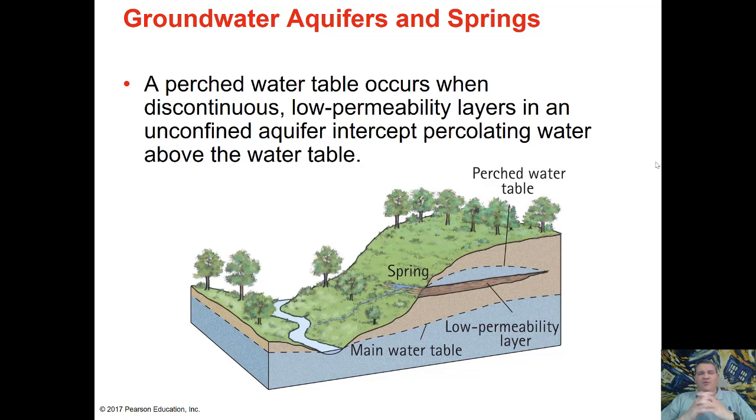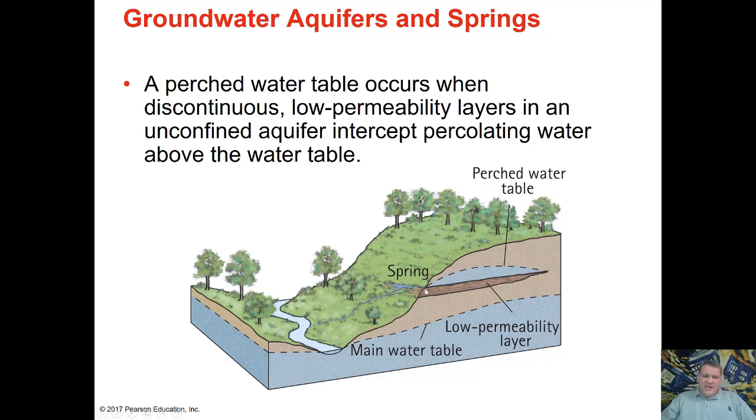Now it's possible to form what is referred to as a perched water table. A perched water table occurs when we have a region of low porosity and low permeability with other material around. So we end up with this region of saturation above this low porosity, low permeability region. Okay, so we have kind of a fake or false water table above because of the stuff below.